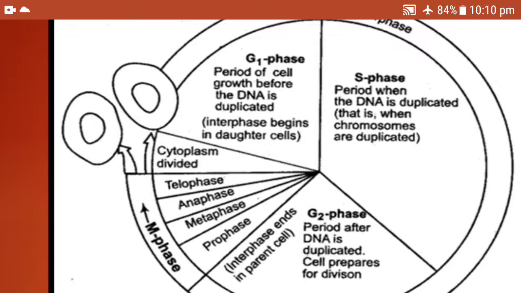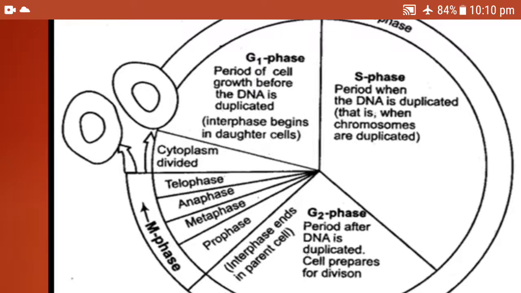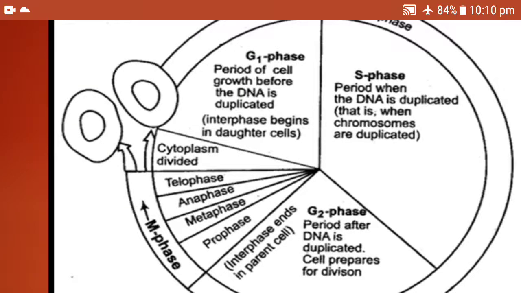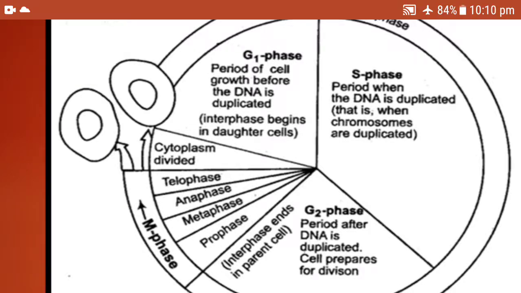So the G1 phase is the period between the completion of mitosis and before the beginning of DNA replication. The phase after mitosis and before DNA replication is called the G1 phase.